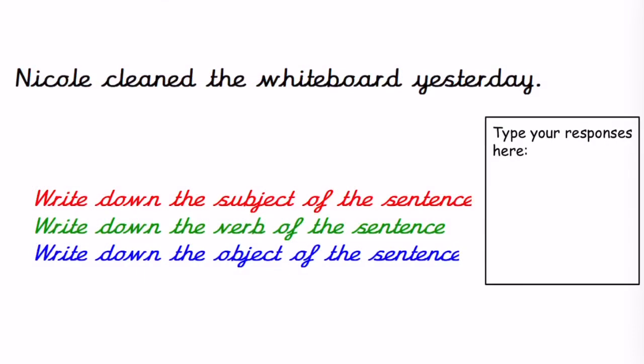And the final example is Nicole cleaned the whiteboard yesterday. Now you can do this in a different way. You can think about the verb of the sentence. What's being done? The thing that's being done is it's being cleaned. So who is the doer? Is it Nicole or is it the whiteboard? The doer is Nicole. Nicole is cleaning. And what is she doing it to? What's the object of the sentence? The whiteboard. Now yesterday is an adverb, so it's not the subject, the verb or the object.